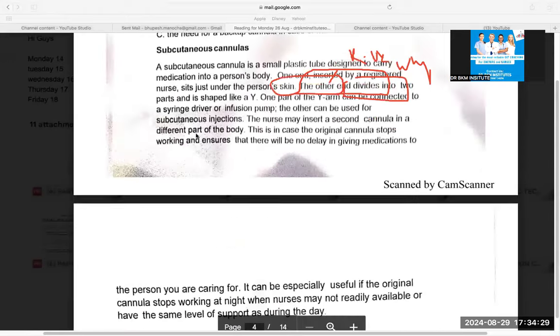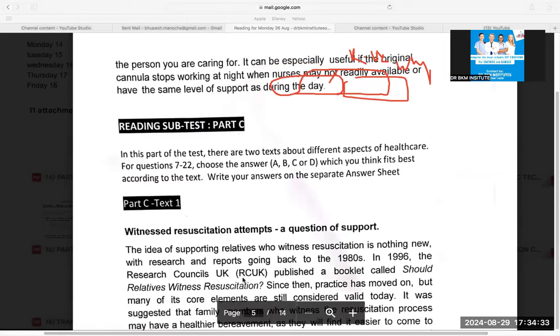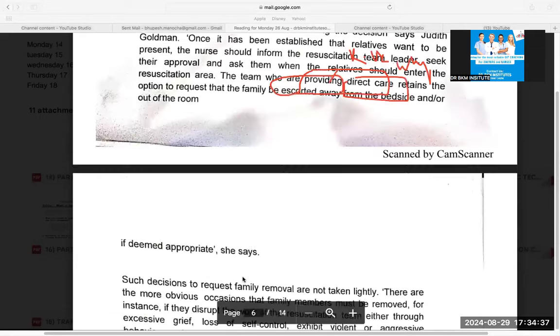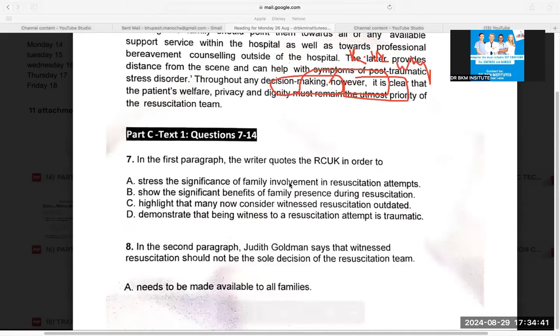RCUK means Resuscitation Council UK. So, why are they talking about the Resuscitation Council? Okay, let's see. In order to stress the significance of family involvement in the resuscitation attempts, this can be one of the answers, because see, in order to means why are they discussing. This is a purpose question. That is why it is so important to read the questions well. In order to means why, why means purpose.